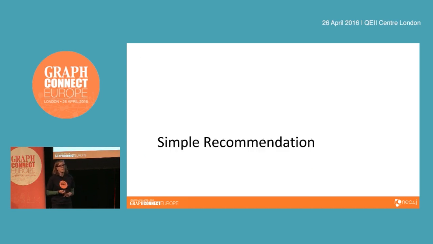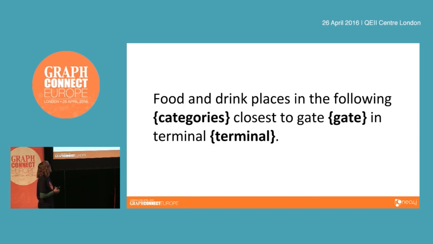So let's do a simple recommendation. This is the classic, you probably hear this in most Neo4j spiels, which is, find me places in the following categories closest to gate whatever in terminal. This is something that you could potentially type into Facebook, right? In this scenario, we're going to pretend that these black, bold, curly brace name things are like user inputs. So hypothetically, we have an app. Users are inputting variables or parameters that they want these recommendations on. And this English sentence will end up mapping very nicely to a Cypher query.